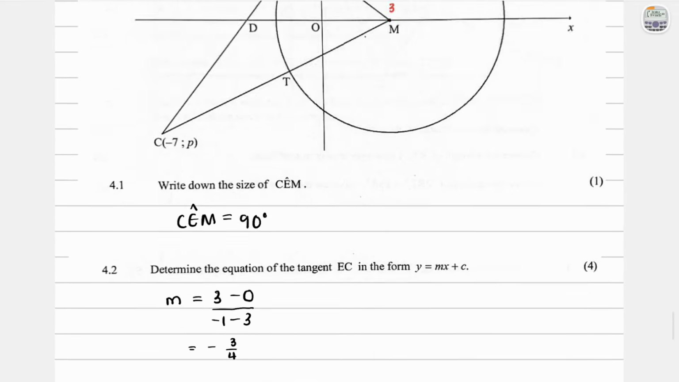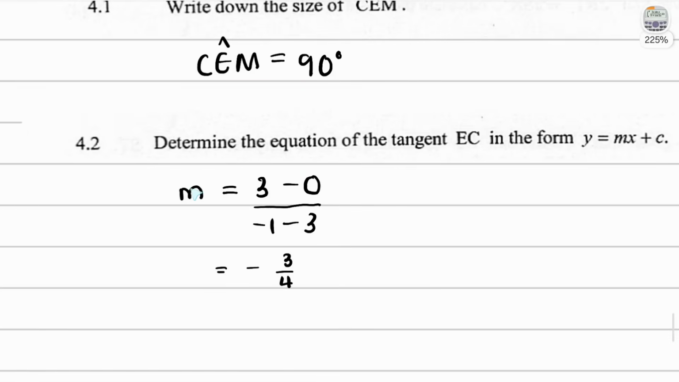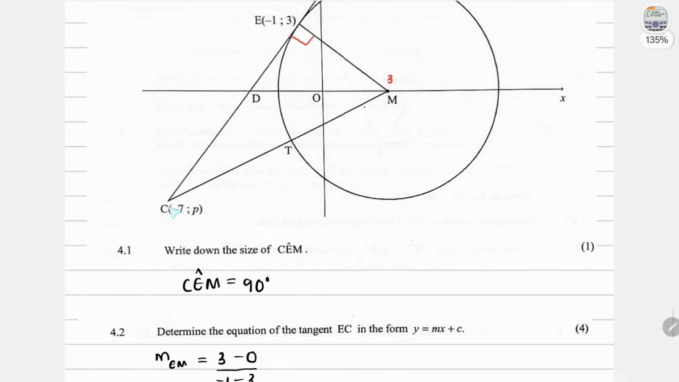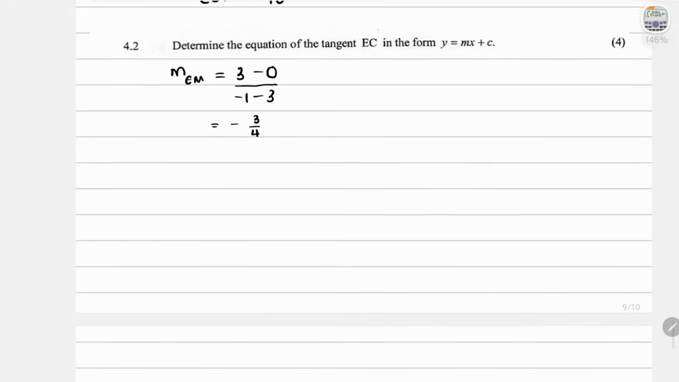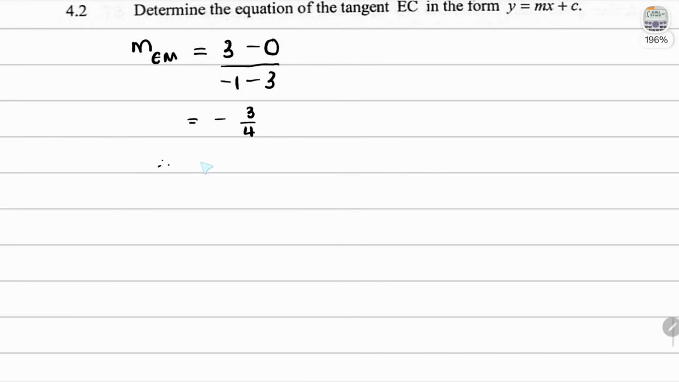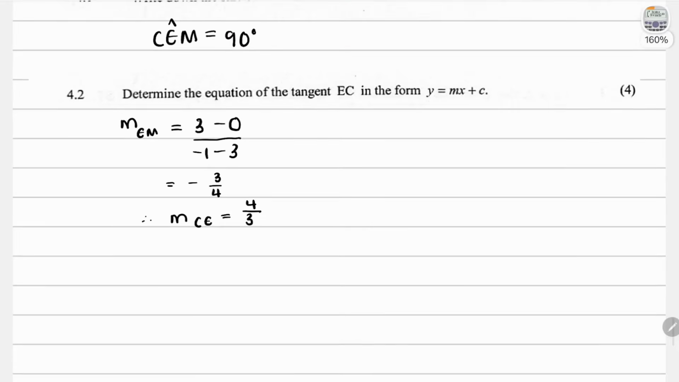Now, since we know this is the gradient of EM, that center of the circle, then we can use this to find the gradient of CE. Because they are perpendicular, therefore the gradient of CE is equal to, just multiply that by -1 and switch the numerator and the denominator. So that's going to be positive 4 over 3. We have its gradient now.